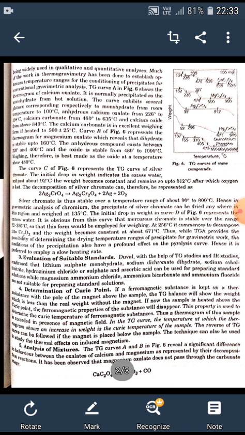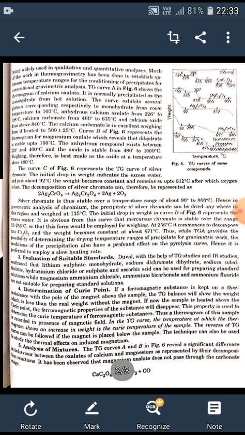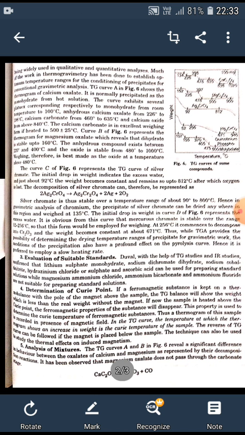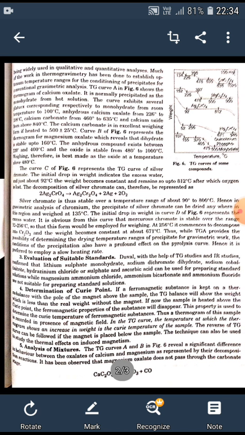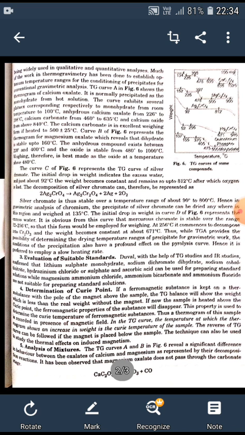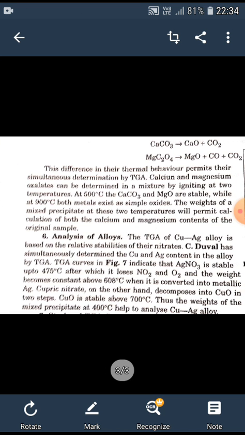The next application is the analysis of mixtures. In the above figure, the curves of calcium oxalate and magnesium oxalate reveal a significant difference in behavior between the two oxalates, that is the calcium and magnesium, which can be seen from the decomposition reactions. Magnesium oxalate does not pass through the carbonate stage. This difference in their thermal behavior permits their simultaneous determination by thermogravimetric analysis.